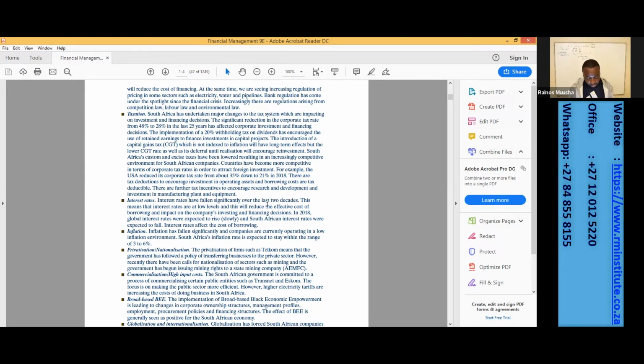Then there's also privatization and nationalization. And they say the privatization of firms such as telecom means that the government has followed a policy of transferring business to the private sector. Which means they are doing this mainly because they want to ensure that the companies are able to utilize resources more efficiently and also to be more competitive.